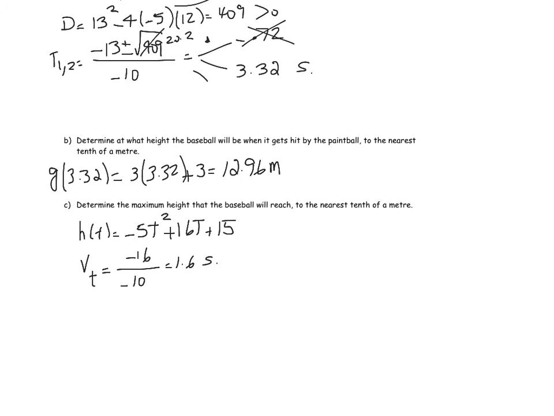Now, to find the maximum height, I have to find v of h, which is going to be negative 5 times 1.6 squared plus 16 times 1.6 plus 15. If we simplify this one, we get 27.8 meters.